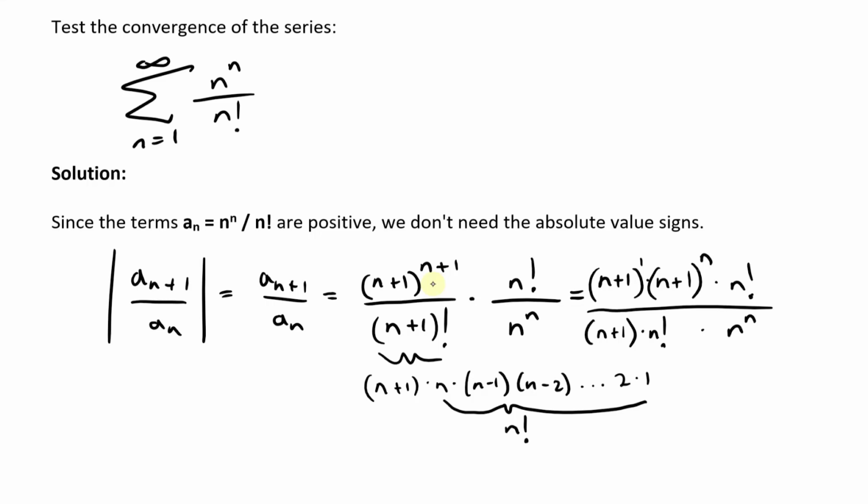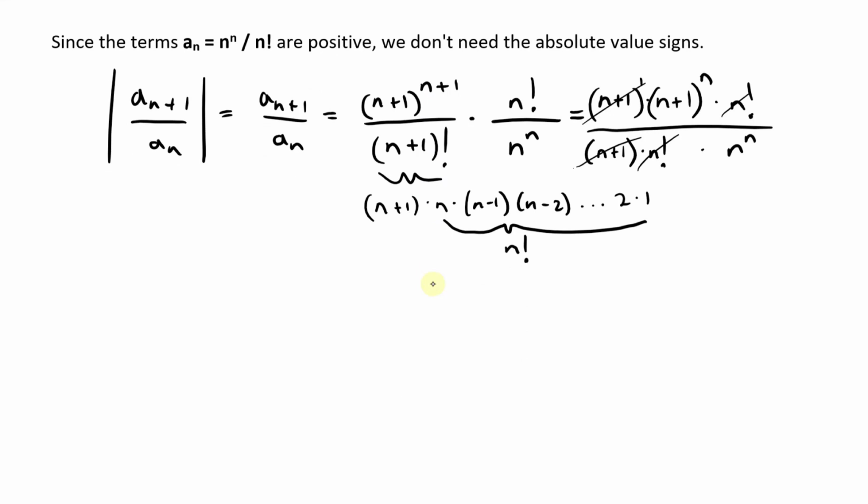So what we have now is this cancels, this cancels, this cancels, this cancels. So now what we have is (n plus 1) to the power of n divided by n to the power of n, and we can just combine these together because the powers are the same. So then this equals (n plus 1) over n, like that. And now just divide this out.